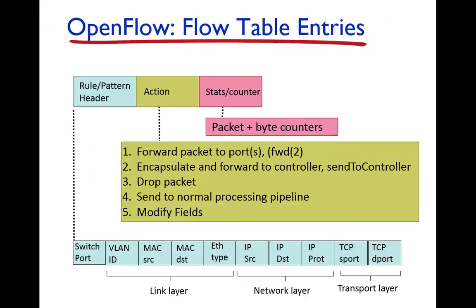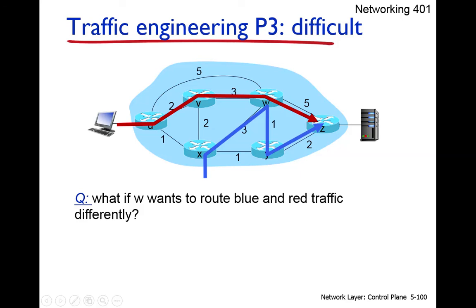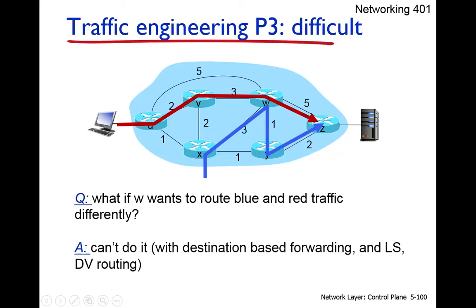In this case you can see that at W the data is received from U and from X, and both are destined for Z, so it will be forwarded on this path only, a single path. But suppose the user wants the traffic of X at W to be forwarded on this path, and the traffic from U on this path. What if W wants to route blue and red traffic differently? Red should move on this link and blue on this link. It is difficult to achieve. Why? Because in the per-router architecture, in link state and distance vector, for each destination at each router we have a single path; we can't have multiple paths. But in SDN it is much easier to achieve.